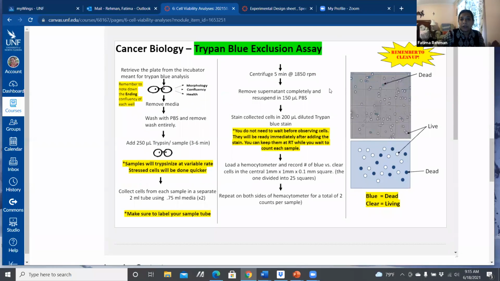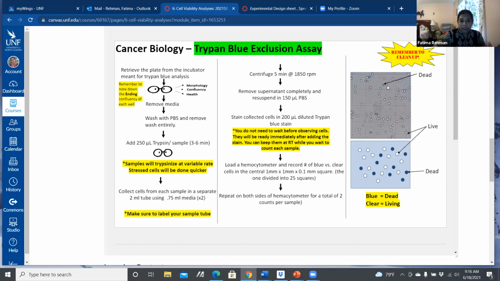For example, the first one is the trypan blue exclusion assay. It walks you through how we would have trypsinized the cells, just like we did a couple of weeks ago when we did our aseptic technique. Then at the end of the day, instead of plating those cells, we take our suspension and add the trypan blue stain to it in order to observe them with a hemocytometer and look at the number of clear versus number of blue cells.